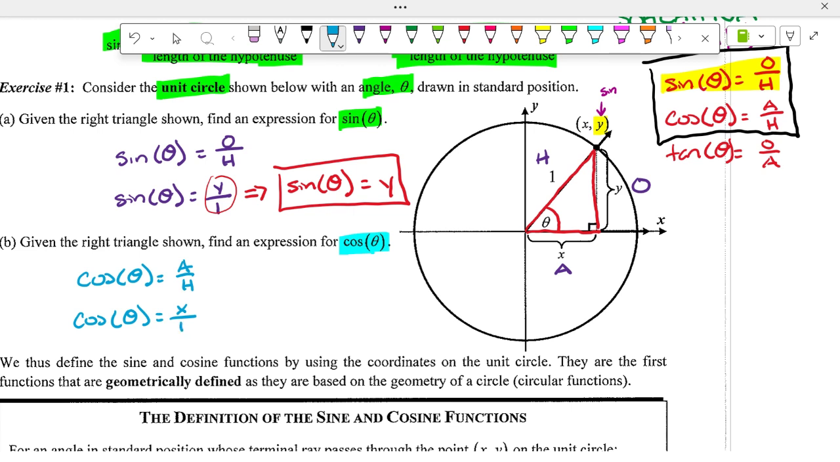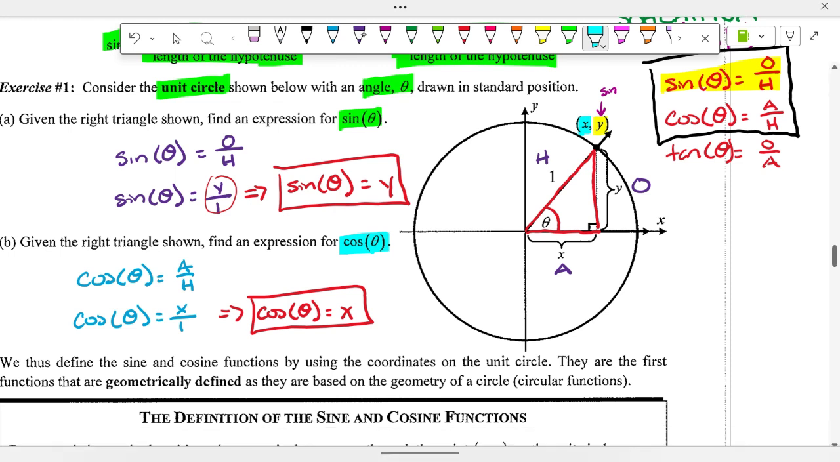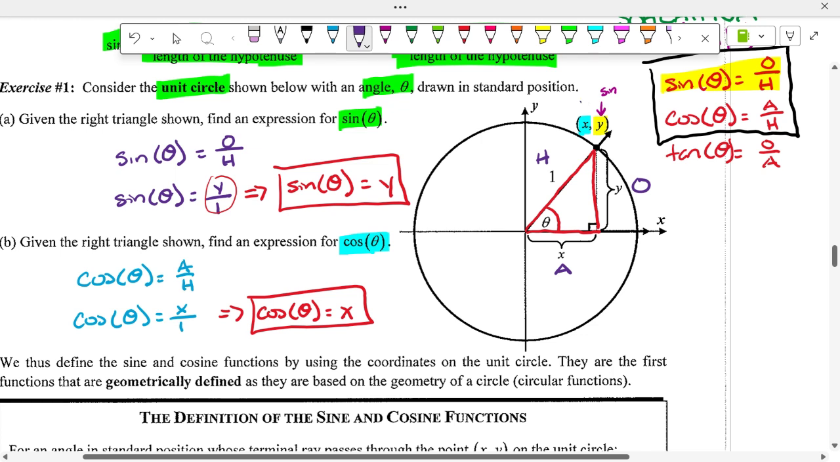Over 1. So in other words, cosine of theta is equal to what? Just x. So that means the x value of the coordinates. When we write that out, can we put x, or do you want us to write cosine? Cosine equals x. Because you'll see what that means in just a second, why that's important.